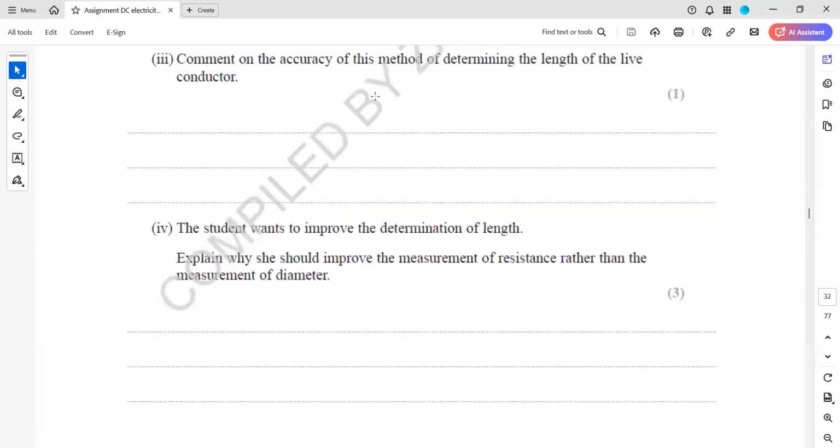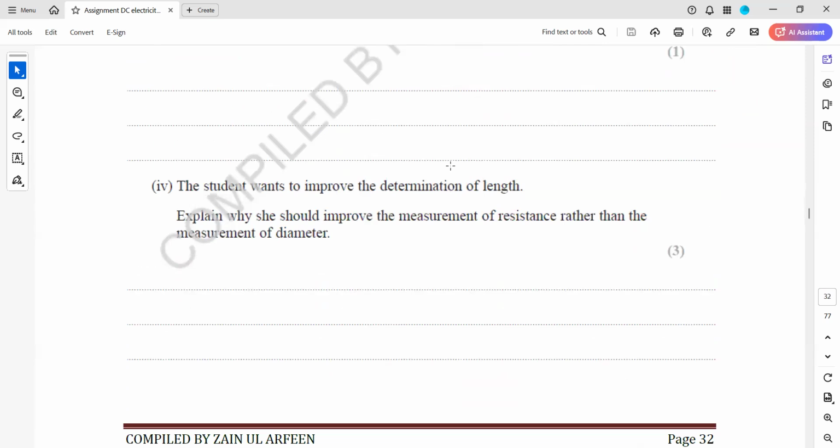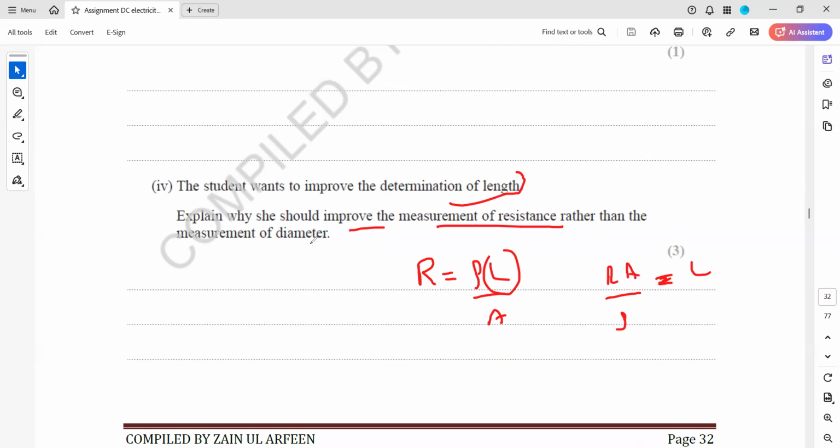The student wants to improve the determination of the length. Explain why she should improve the measurement of the resistance rather than the measurement of the diameter. So the student wants to repeat the experiment to improve the determination of the length. She is determining the length with R equals rho L by A, so L is equal to RA divided by rho. Why should she improve the measurement of resistance rather than the measurement of the diameter or the cross-sectional area, you can say.